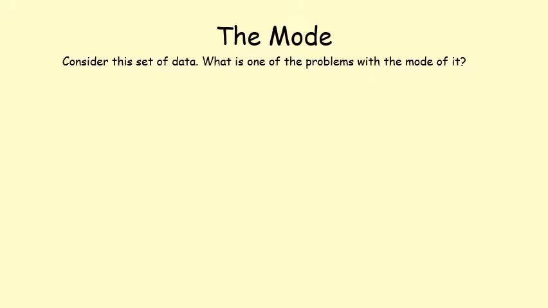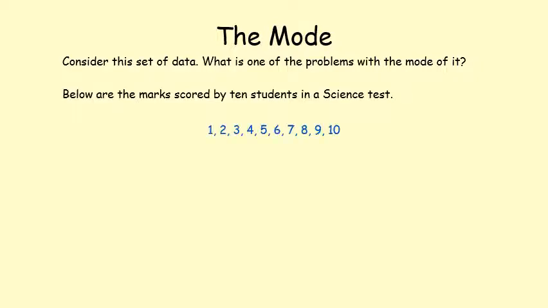Okay, finally the mode. So I'm going to show you 2 examples. So consider this set of data. What's one of the problems with the mode of it? So we've got the marks scored by 10 students in a science test. Just pause the video, have a look and see if you can find the mode and then think about what the problem might be with using this as an average.